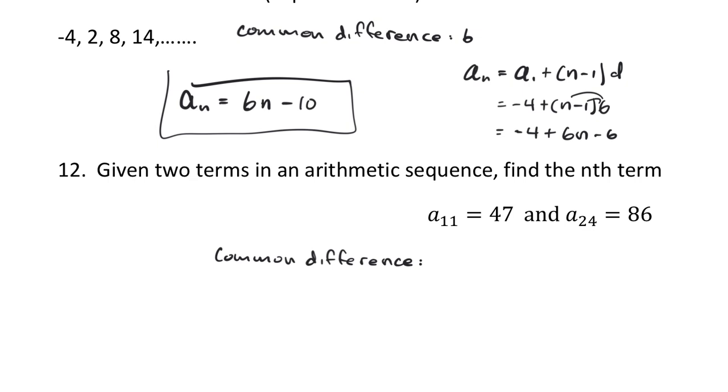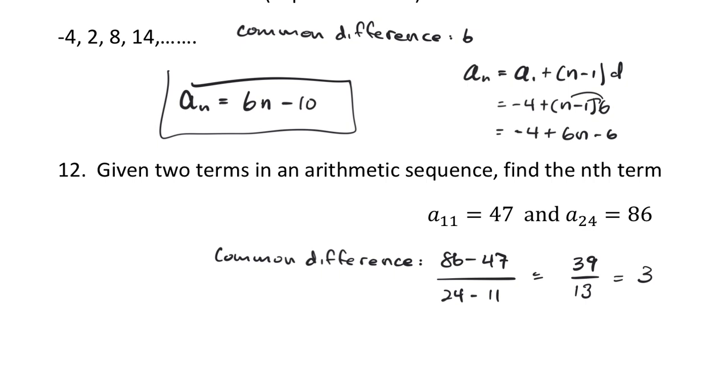So the common difference is the difference in y values, or these values here, so that'd be 86 minus 47, divided by the difference in x values, which would be these values here, 24 minus 11. So 86 minus 47 is 39. 24 minus 11 is 13. So the common difference is 3.